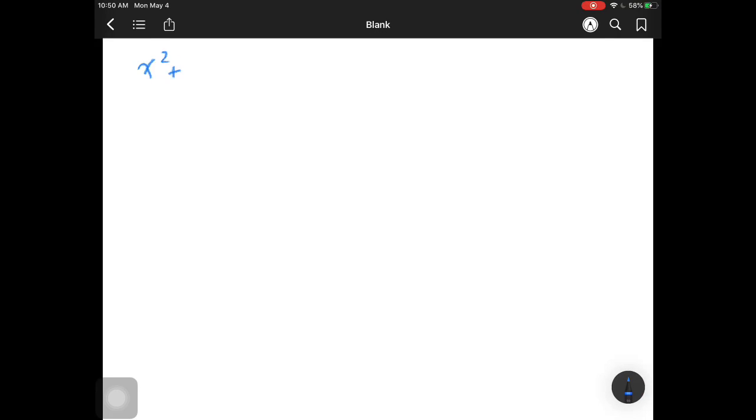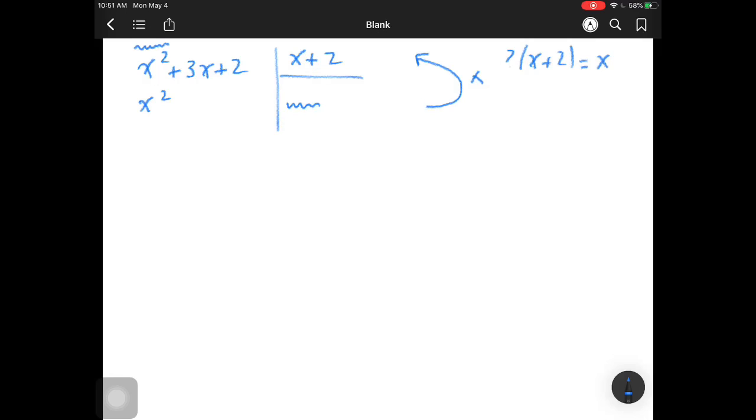X squared plus 3x plus 2 divided by x plus 2. Remember, what you write here and you multiply by x plus 2, you want it to start with x squared. You want it to start with the exact same term as here. So what do you multiply by x plus 2 so that it starts by x squared? Obviously, it is x.